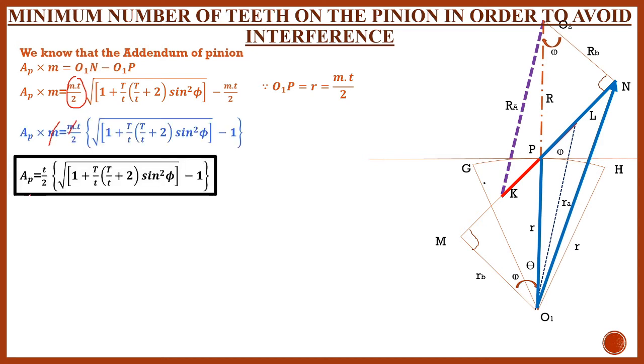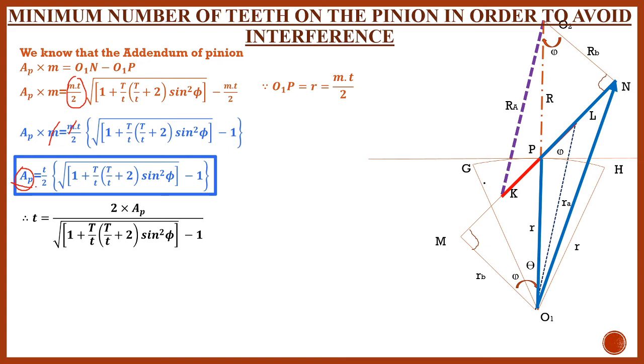We'll find this AP is equal to t by 2 into bracket square root of 1 plus capital T upon small t into bracket capital T upon small t plus 2 into sin square phi minus 1. This is the addendum which is multiplied by the module to avoid the interference. That means by changing, or by decreasing, the addendum circle radius we can avoid the interference, and up to what limit we can reduce, that value we will get by using this AP.